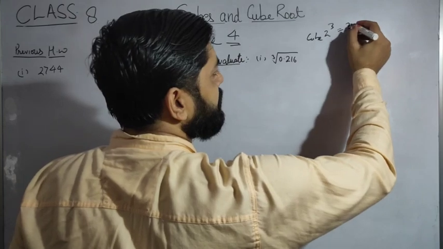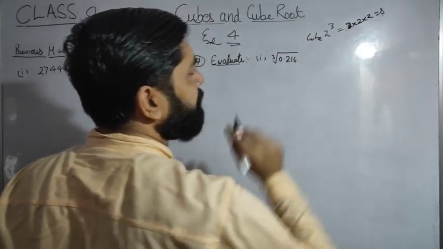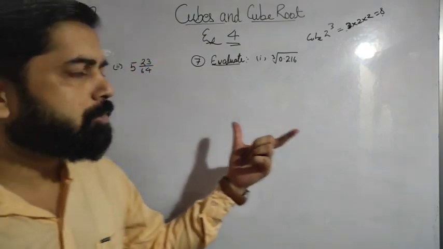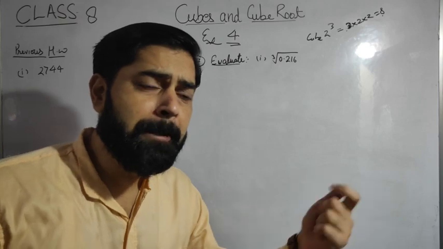2 power 3 means 2 multiplied how many times? 2 times 2 times 2. So 8 is the cube of 2. 8 is the cube of 2. So this is the method by which we can find the cube of any number.